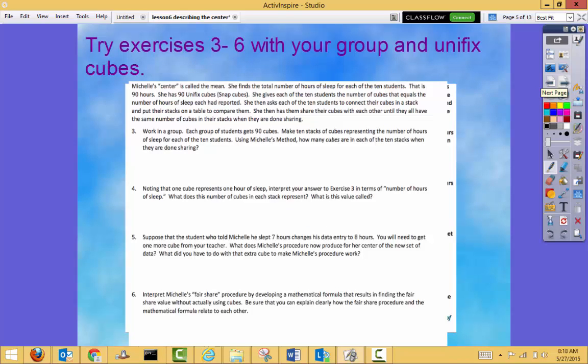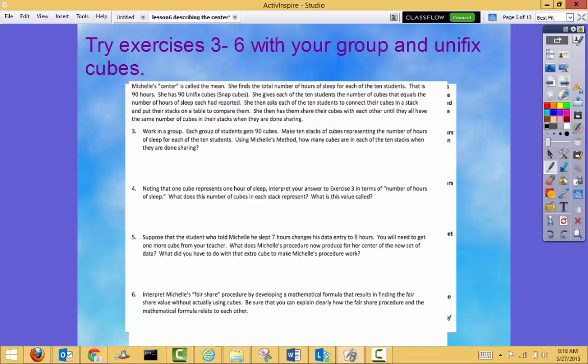She has 90 Unifix cubes, and she gives each of the 10 students a number of cubes that equals the number of hours of sleep each had reported. She then asks each of the 10 students to connect their cubes in a stack and put their stacks on the table to compare them. She then has them share their cubes with each other until they all have the same number of cubes in their stacks when they are done sharing.